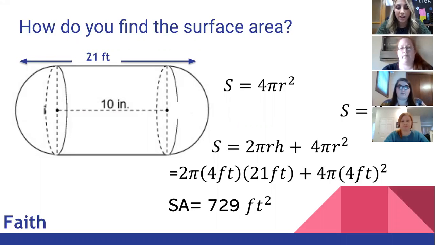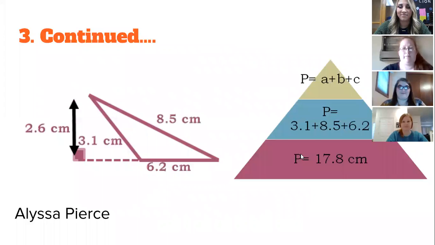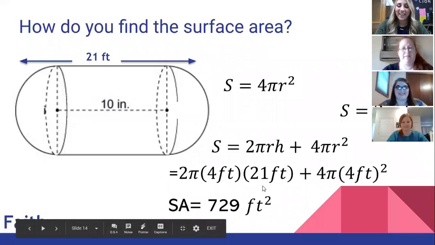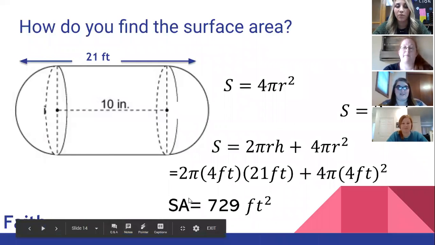The equation for the lateral area of the cylinder is, as you can see, oh my gosh, where did it go? Okay, there we go. It is S equals 4 pi r squared. Okay, wait, no, it's 2 pi r h, where the radius is r and the h is the length of the cylinder. To find the surface area, we're going to add these two formulas together, as shown, to equal for the surface area 729 feet squared.